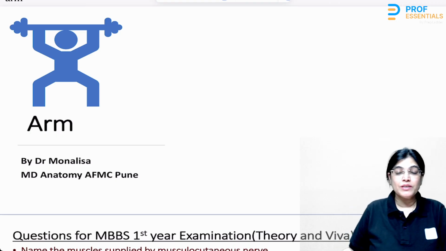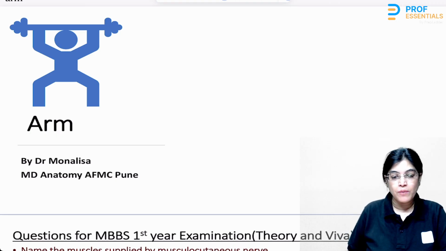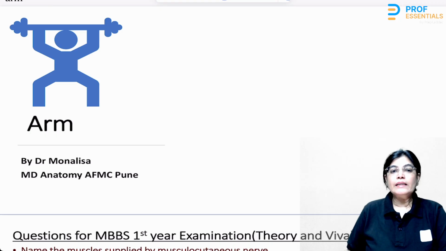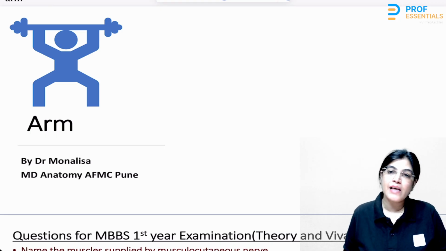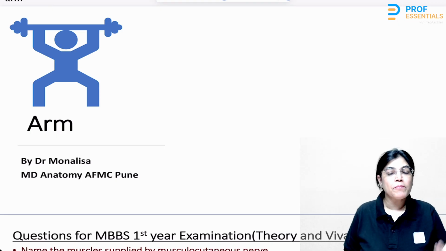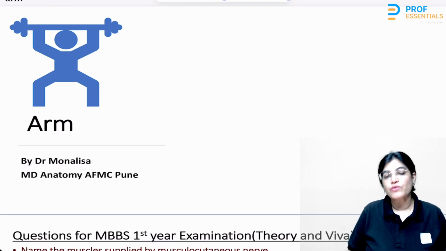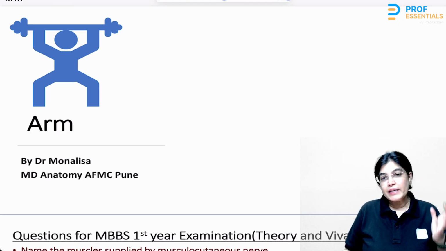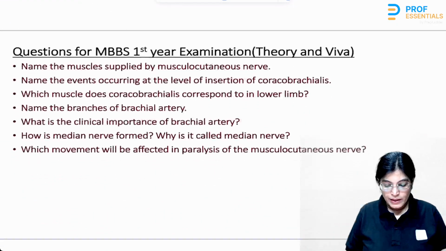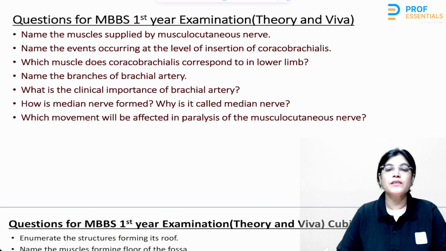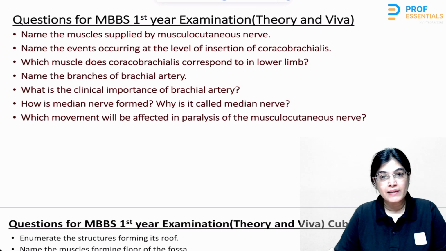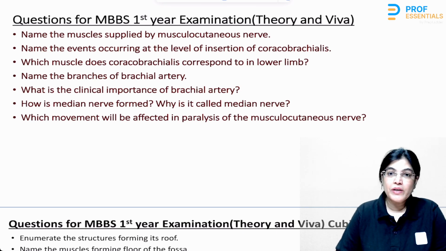Today's session is about the arm, a very important topic which you have to know. Here you have to know about the structures lying in the arm, the anterior compartment, the posterior compartment, what are the muscles lying, the arteries and the nerves. Before exactly starting this session, I want everybody to know the questions asked in previous years of examination, for both the viva, practical and theory university exam.